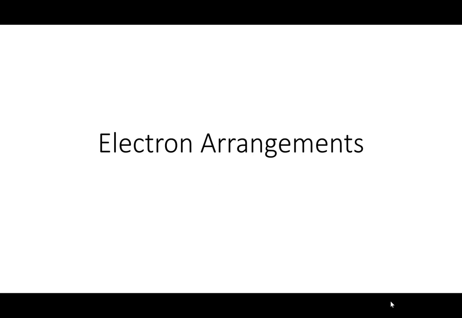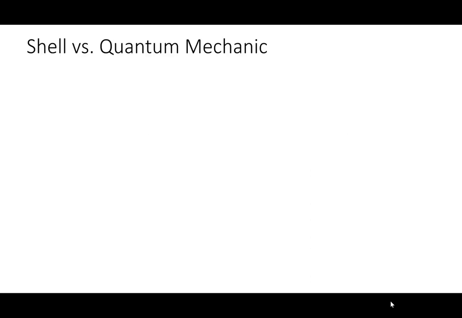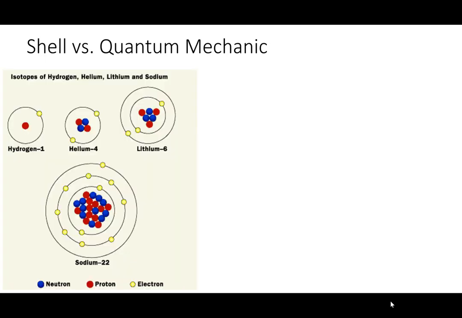Your textbook talks about electron arrangements. Electron arrangements are more of a simplistic view of where electrons are. Your textbook talks about what we call the shell model. So the shell model puts electrons, of course, around the nucleus in these kind of two-dimensional rings, and they're called energy levels, which we'll see on the next slide.